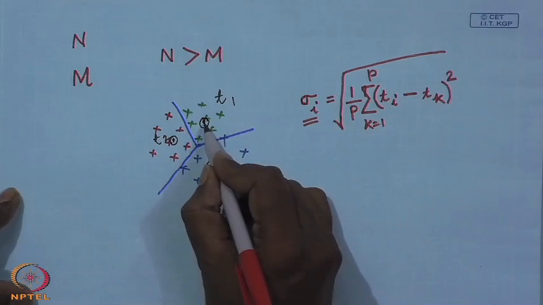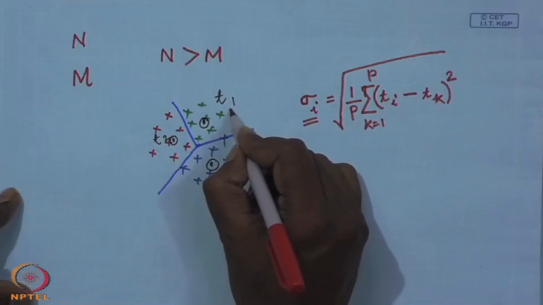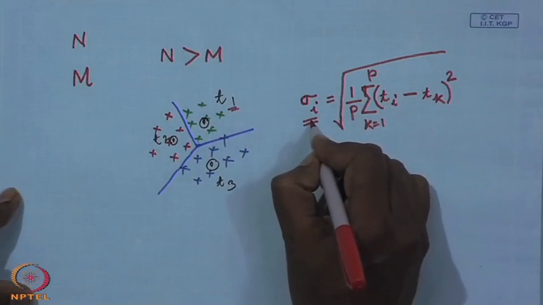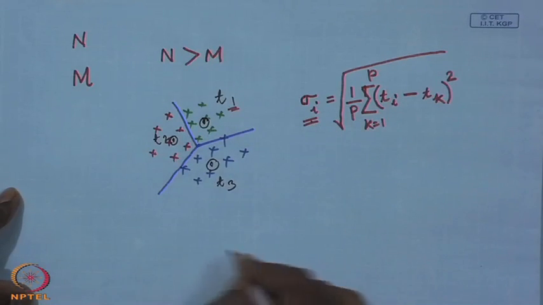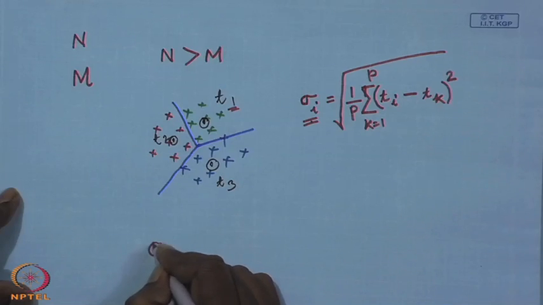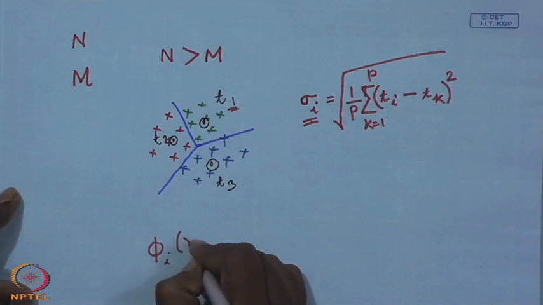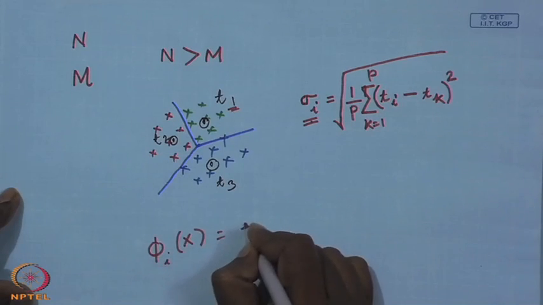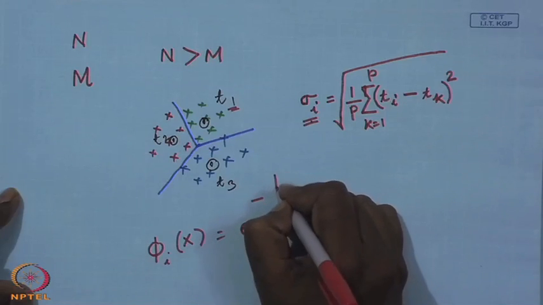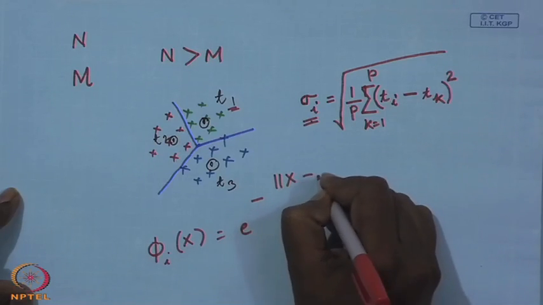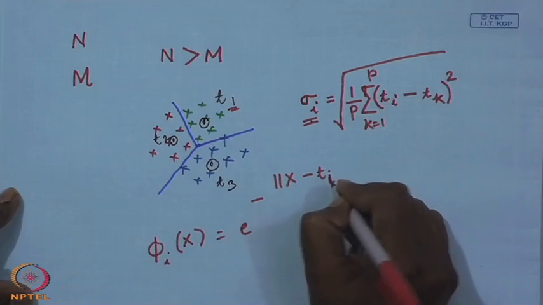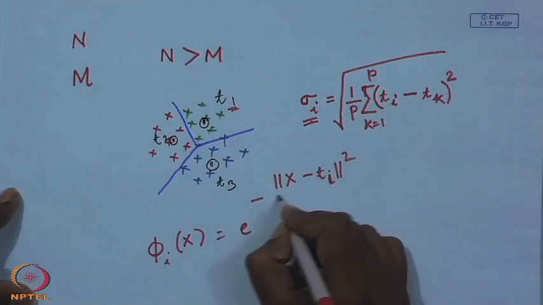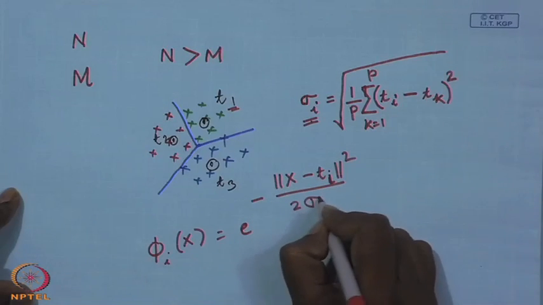So, for every ith radial basis function, I have T I and I have sigma I, and once these two are known, then my radial basis function phi I of x is simply e to the power minus x minus T I square upon 2 sigma I square.